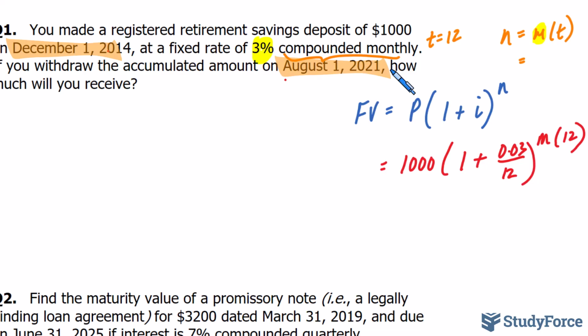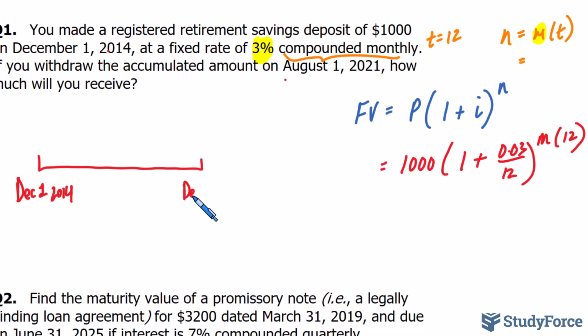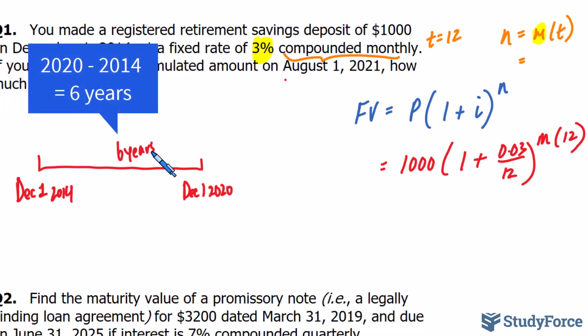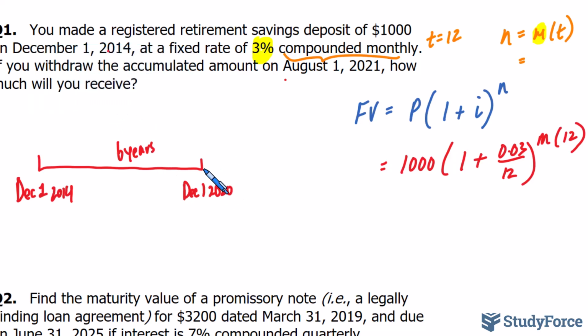So let's create a little timeline. Let's say that this is December 1st, 2014, and many years passed to December 1st, 2020. Notice that I stopped at 2020. From 2014 to 2020, that is 6 years. Now, a little bit more time passes from December 1st, 2020 to August 1st, 2021.